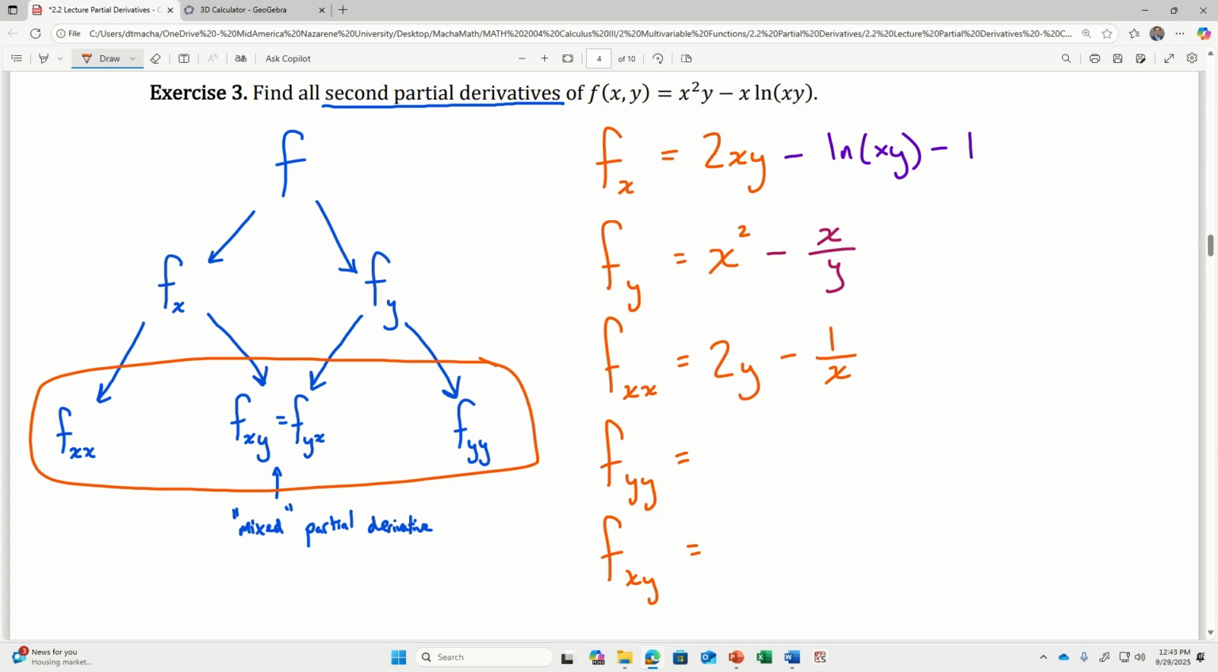Now let's take the second partial derivative of f with respect to y. What do we get?